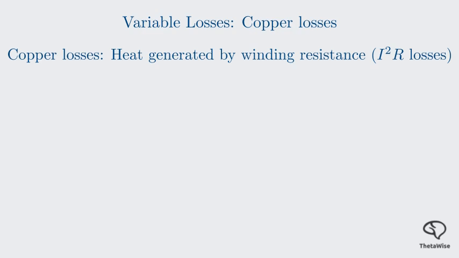Because they are directly caused by the flow of current, we can express copper losses using the familiar power formula. This formula is power equals current squared times resistance, P = I²R. We can also refer to these as I squared R losses. They are variable because the amount of current flowing in the windings depends entirely on the load. More load means more current, and more current means higher copper losses.